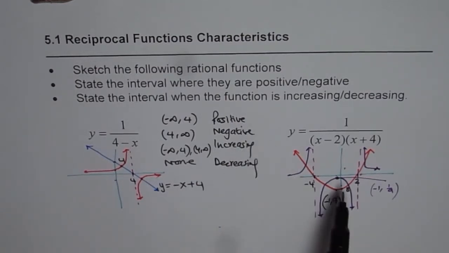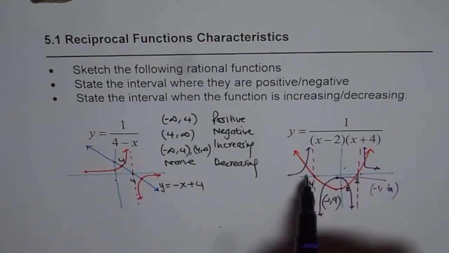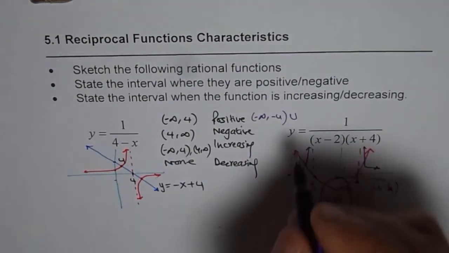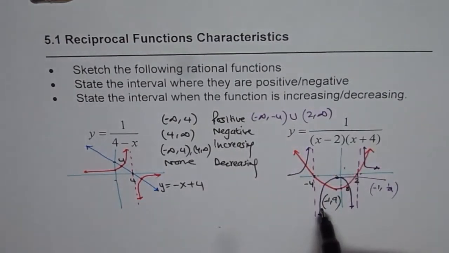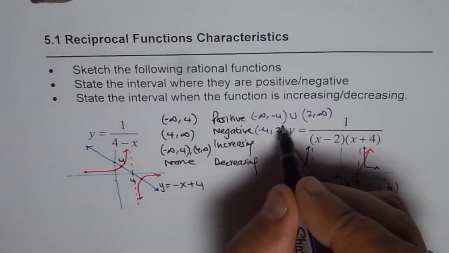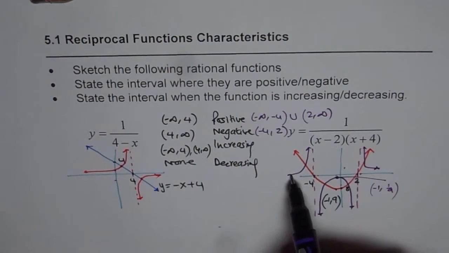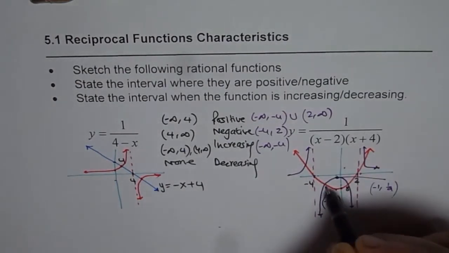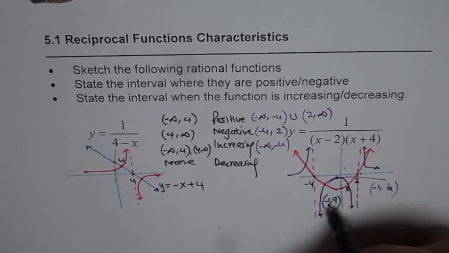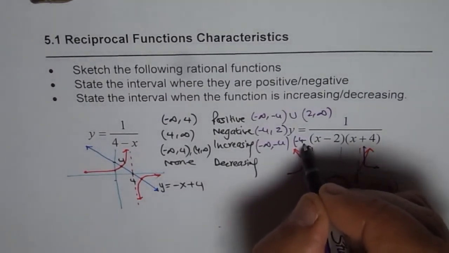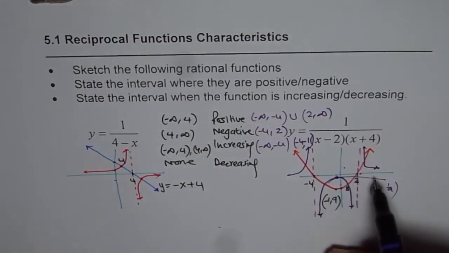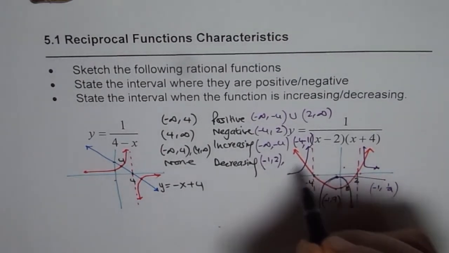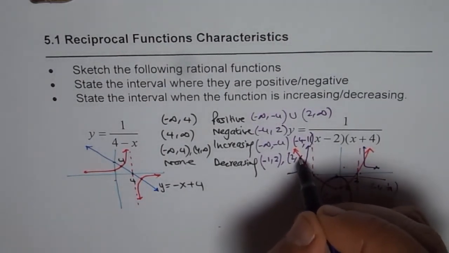Now the question is to write down where this graph is positive and where it is negative. Of course it is positive from minus infinity to minus 4, and from 2 to infinity. And it is negative in between, from minus 4 to 2. Now the intervals of increasing. As you can see, it is increasing from minus infinity to minus 4. And then it increases from minus 4 to the vertex, which is at minus 1. And then it decreases thereafter, from minus 1 to 2 and from 2 to infinity. So those are the decreasing intervals.